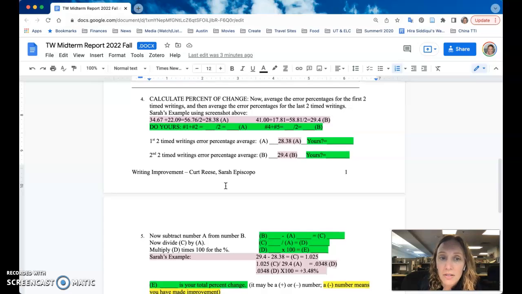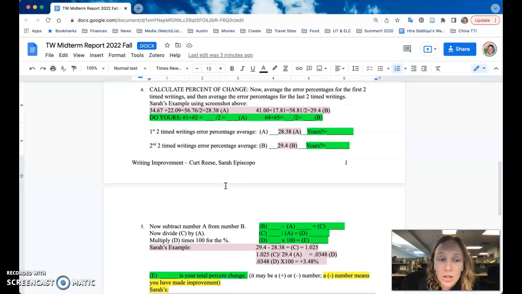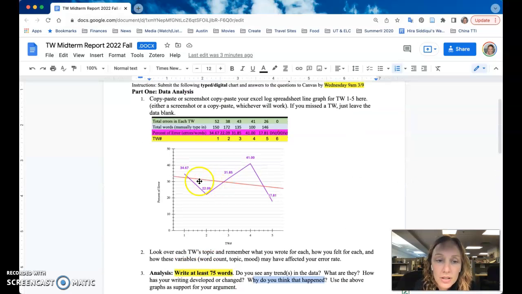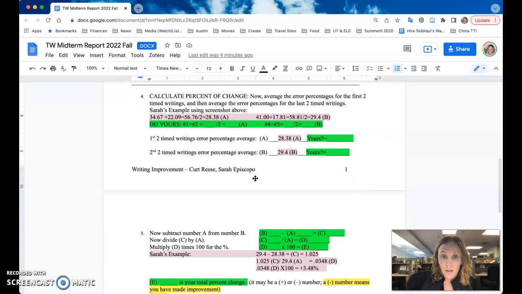Let's take a look at the math that I want you to calculate. We're going to calculate the percent of change. Your graph is calculating the percent of change between the first timed writing and the last timed writing. But we're going to integrate the first 2 timed writings and the last 2 timed writings. You can use both of these as guides of how much you're improving or not improving. The red line is interesting. So is looking at the first 2 and the last 2. Let's look at the math.